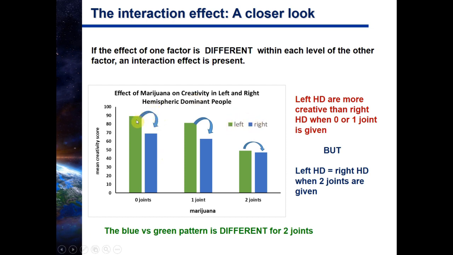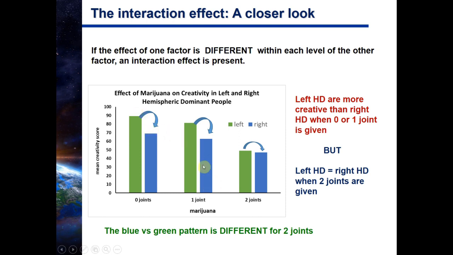All right, so left is green, blue is right. So let's compare left to right for the 0 joint group. And we see that left hemispheric dominant people scored higher on creativity compared to right hemispheric people. So there is an effect here of hemispheric dominance. And the effect is just looking at the difference between the means. It's about maybe 15, somewhere between 15 and 20 points. 70 to 90 would be 20, so 15 to 20 points.